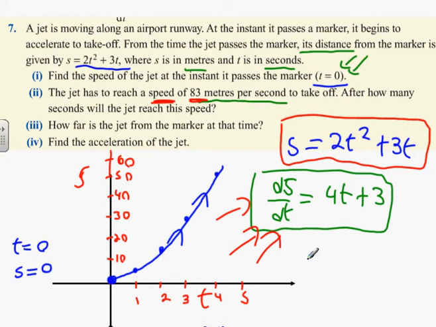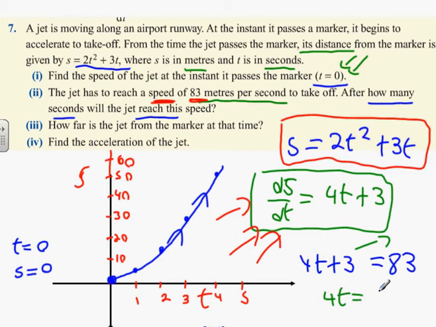It then asks you to find after how many seconds the jet will reach the speed. After how many seconds is a time question. A time question is the letter t. So we should find t on its own, right? Bring the 3 over to the other side. It turns into minus 3, which gives 80. And then t is 80 divided by 4. Anybody? 20. t equals 20.